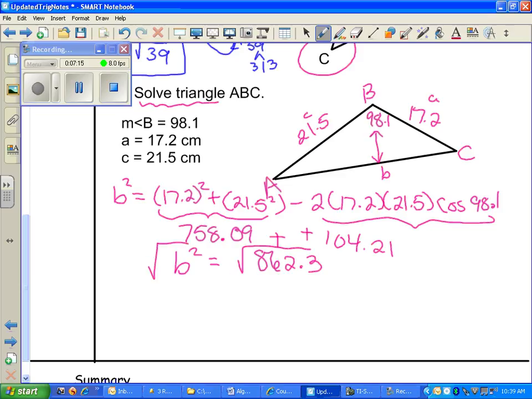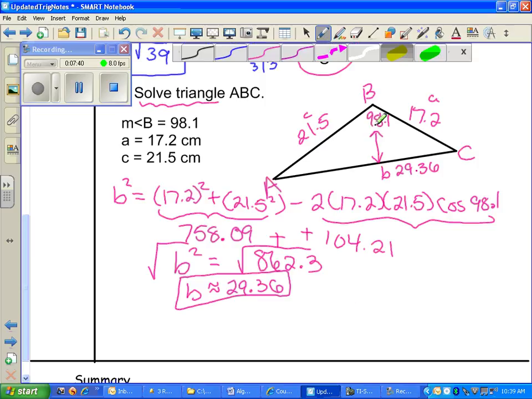Since this is a decimal already, I don't want to be thinking about radical form. 29.36 is approximately B. Once you have a pair, meaning the angle and the side opposite from it, you can use the law of sines to solve for everything else. So I'm going to use the law of sines now. I'm going to find A first.